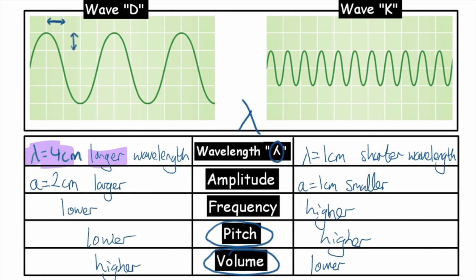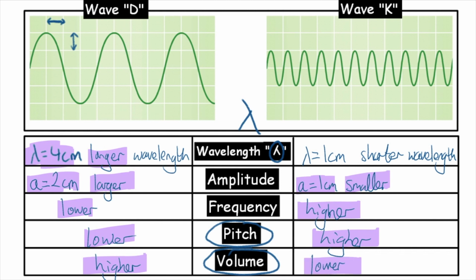Okay, I've just completed that. For amplitude, the amplitude here was 2 centimeters or 1 centimeter. So we say that wave D has a larger amplitude than K. The frequency, well, because there's more waves in K, we say it's got a higher frequency than D. And it's also therefore got a higher pitch. Just think of the quick simulation we looked at. And volume is linked to amplitude. So the larger the amplitude, the higher the volume.